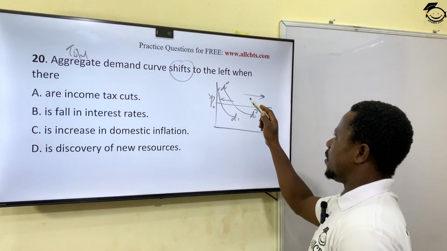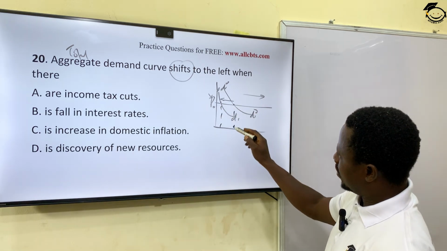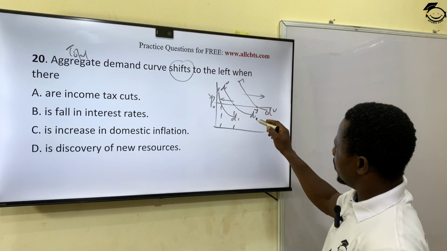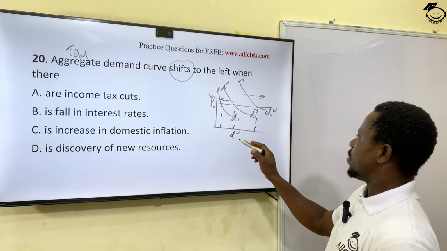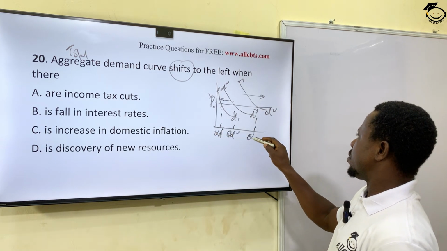If it's a right shift, it is what? An increase in quantity demanded, because you see it like this. Okay, if it's like this one, this is D2. So this is D0, quantity Q0, this quantity Q1, this quantity Q2.